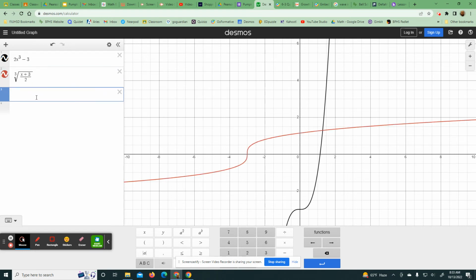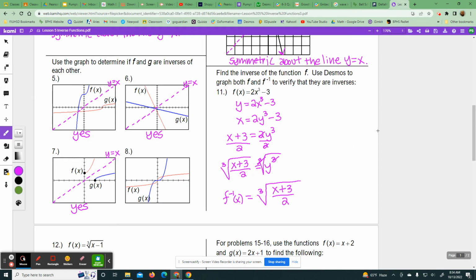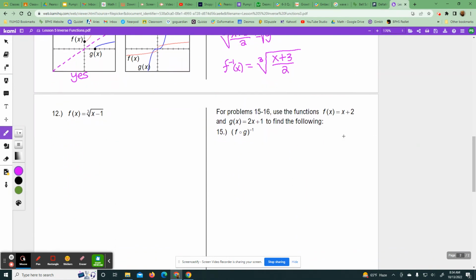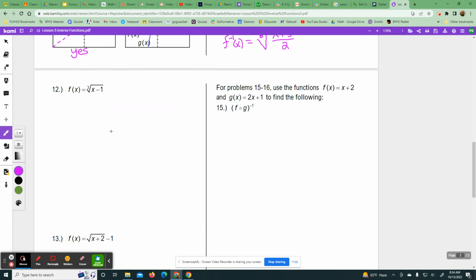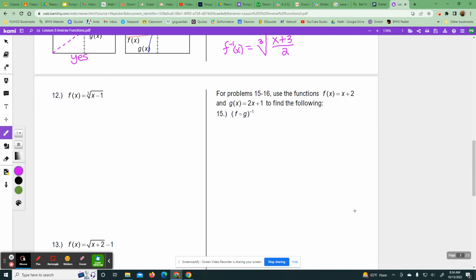Hey, look at that. Now let's graph the line y equals x. There it is. I can make that a dash line. And look at that. It's perfectly symmetric about the line y equals x. Sweet. Okay. So you guys can do number 12. You guys can do number 13. You guys can do number 14. And then let's take a look over here at number 15.